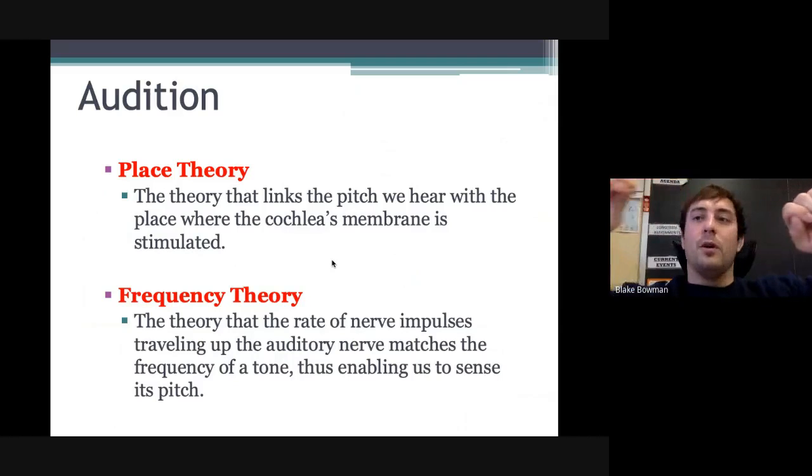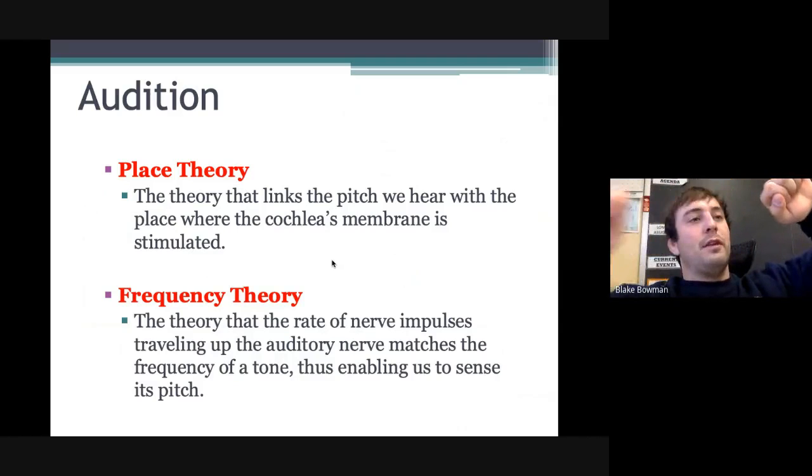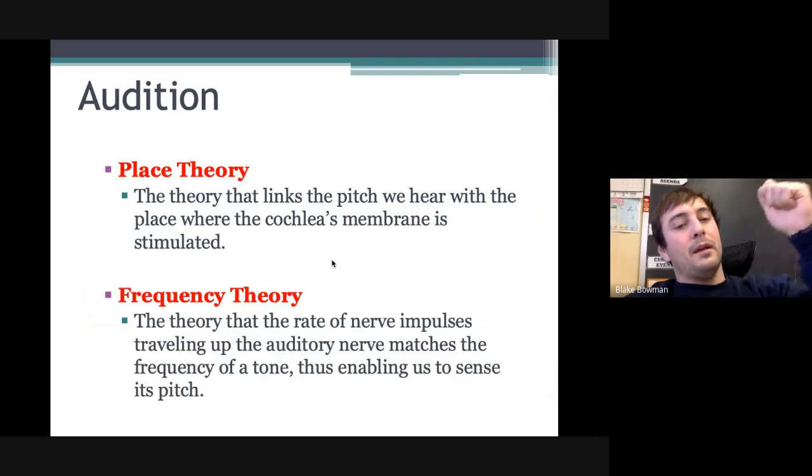So if you stretch out the cochlea, which we know looks like a snail shell, the lower pitch sounds will interact right at the beginning of the cochlea where it's connected to the stirrup, and then higher pitch sounds will be closer towards the auditory nerve.